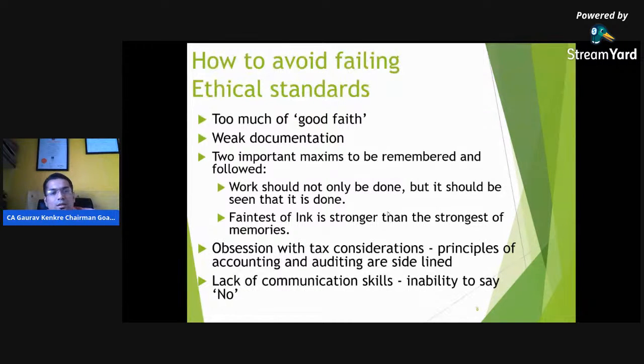Weak documentation is another common issue, especially in the digital era. In the era where we are going paperless, we know that paper documents speak much better than digital documents, and people are moving away from paper documents. So we need to ensure that our digital documentation is also robust enough to show that the work is done. There are two important maxims here which you can remember. Work should not only be done, but should also be seen that it is done.